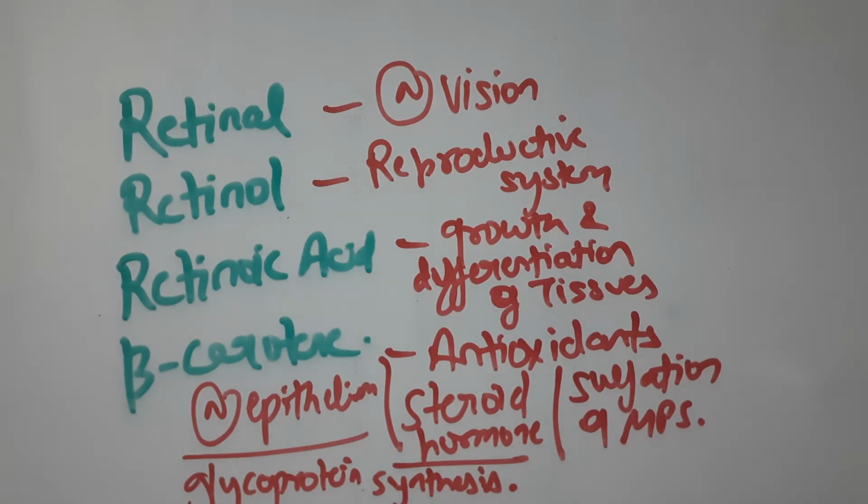If we discuss other biochemical functions, then we can say vitamin A is essential for maintenance of normal epithelium and skin. Retinoic acid has an important role in glycoprotein synthesis. Retinol acts as a steroid hormone. Vitamin A is also required for sulfation of mucopolysaccharides in the matrix of bones. So this is all about the biochemical functions of vitamin A.